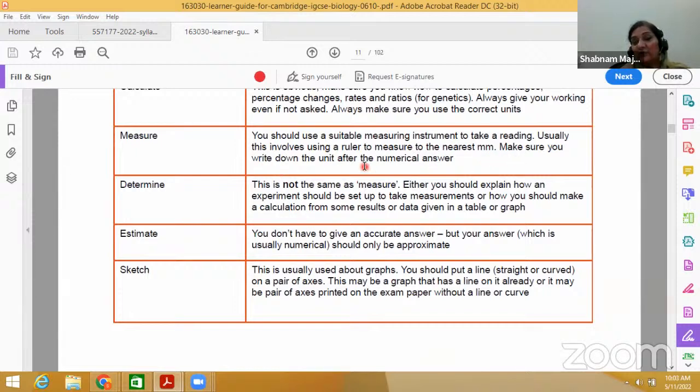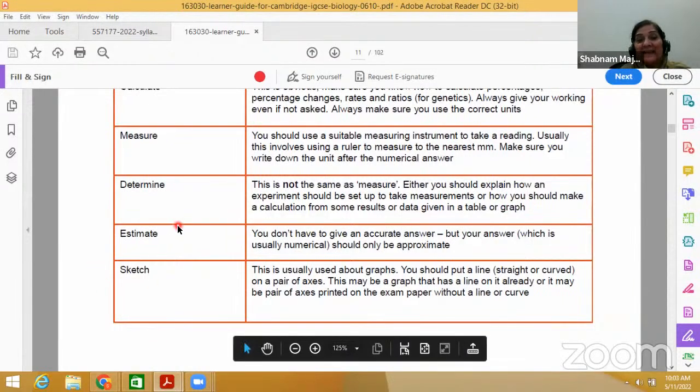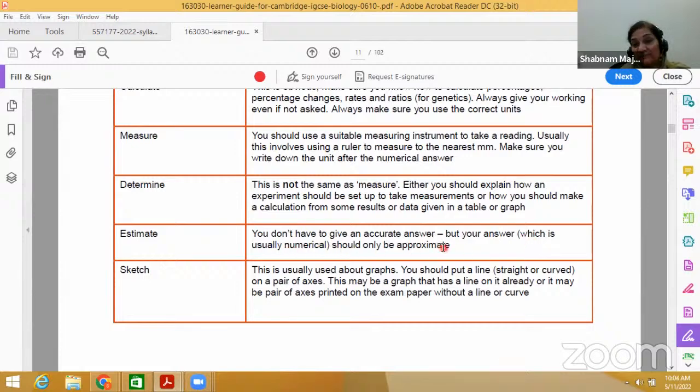Make sure you write down the unit after the numerical answer. Determine means not the same as measure. Either you should explain how an experiment should be set up to take measurements, or how you should make a calculation for some results or data given in a table or graph. Estimate: you don't have to give an accurate answer, but your answer, which is usually numerical, should only be approximate.